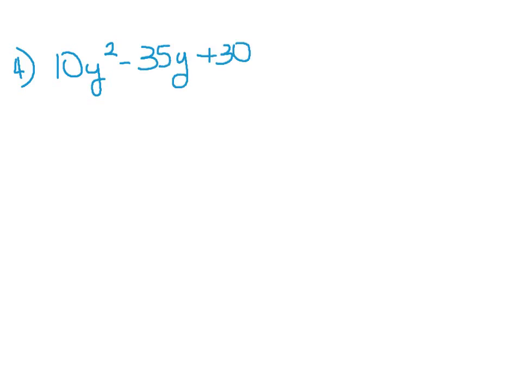Okay, number 4 we'll do together. Number 4, 10y squared minus 35y plus 30. So don't forget to scan the terms and look for a GCF if you have one. Factor it out. So I'll factor out a 5. I have 2y squared minus 7y plus 6.